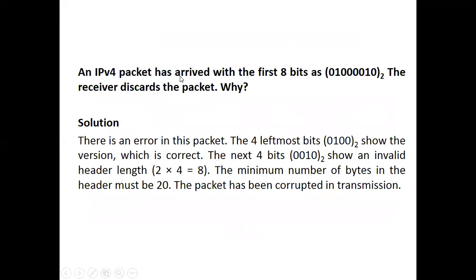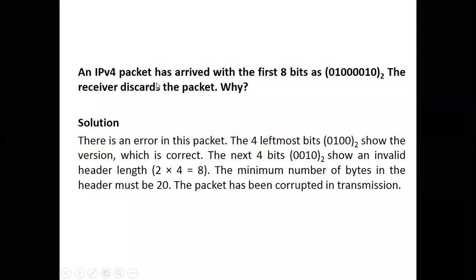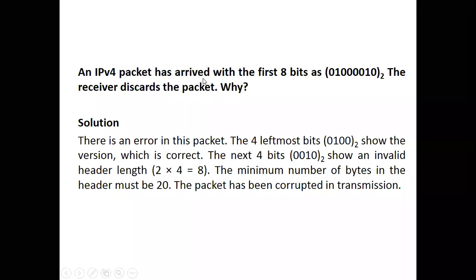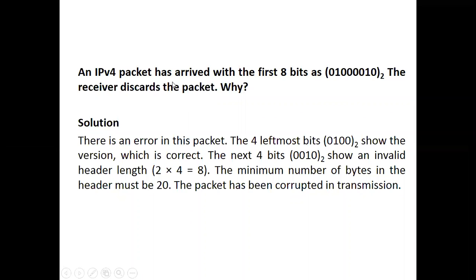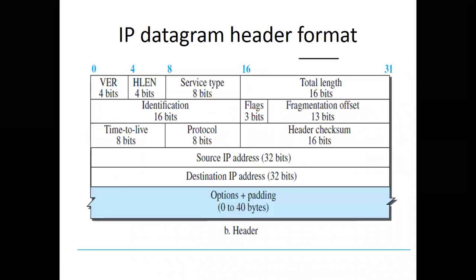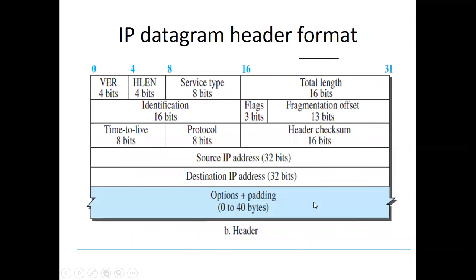There are certain problems that can be asked based on the IP datagram header format. We may have a question like this: an IP packet has arrived with the first 8 bits 01000010. The receiver discards the packet. Why? You have to justify why the receiving machine discards this packet. Let's go back to the slide and see the packet header format.